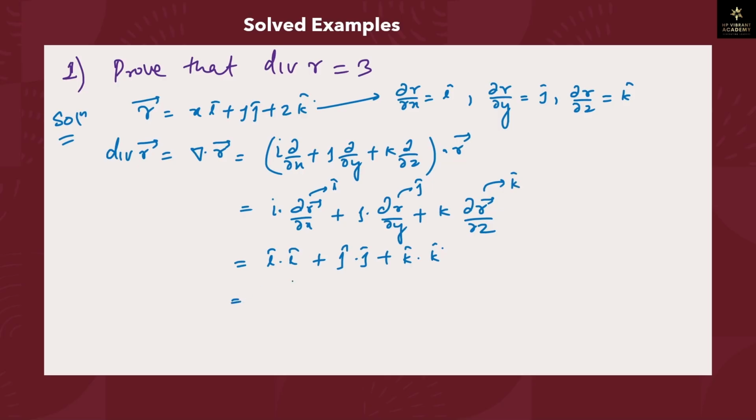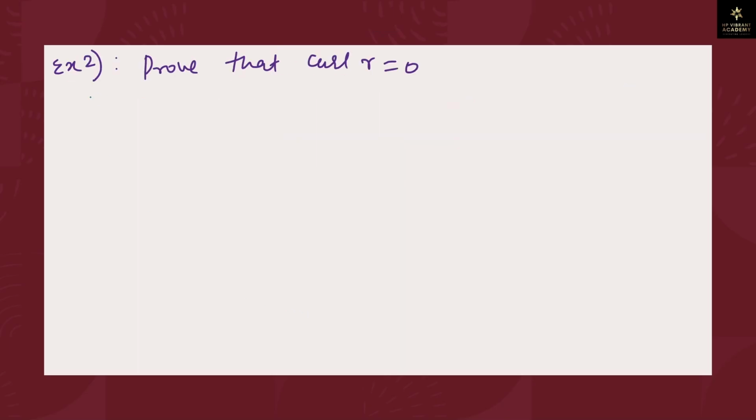So using vector properties, we have i dot i is 1 and j cap dot j cap is also 1 and this is also 1. So this is equal to 3. So we have the divergence of R vector as 3. Okay, so let us discuss question number 2, how we can solve this.